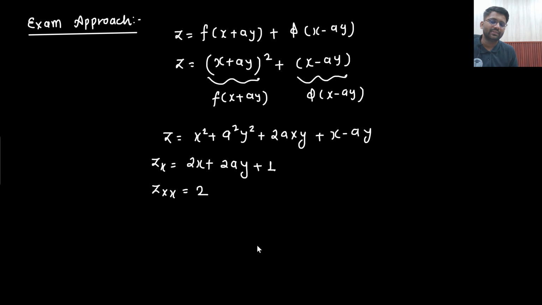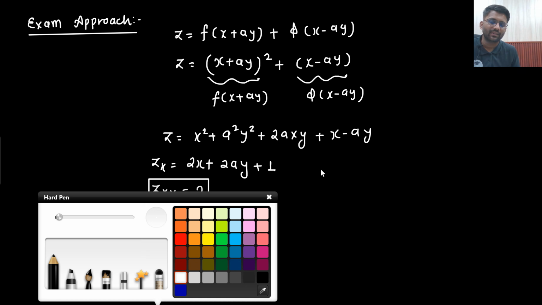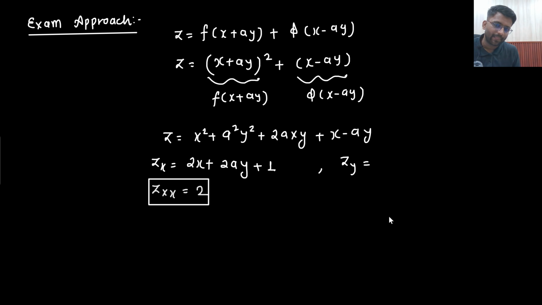So what is the answer you are getting? Zxx I am getting as 2. Let's calculate zy. Here what you will be getting? 2ay. Here what you will be getting? 2ax. Right? 2ay. 2ax will be common because it is constant. Differentiation of y will be 1. Differentiation of x will be 1. Differentiation of minus ay will be minus a.